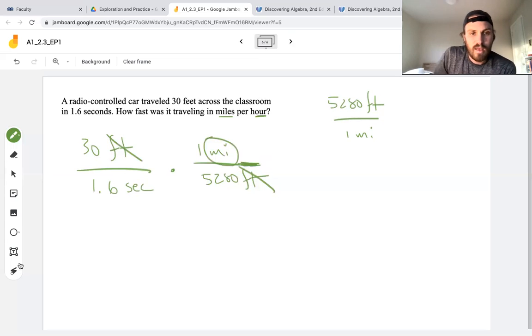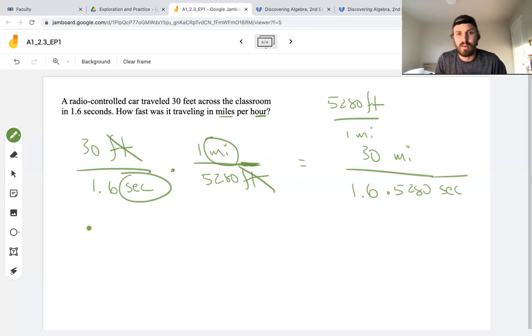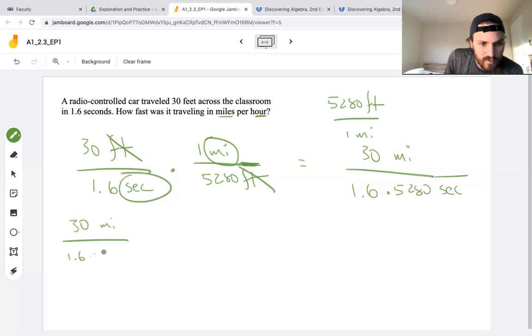That's good. If I just left it this way, I would have 30 miles in 1.6 times 5,280 seconds, right? So my units are miles per second now, but I wanted miles per hour, so I've got to do some more work. So 30 miles over 1.6 times 5,280 seconds. But now I need to translate these seconds into hours. Because I want to get rid of the seconds, I need to put seconds up here so that I can then divide the two.